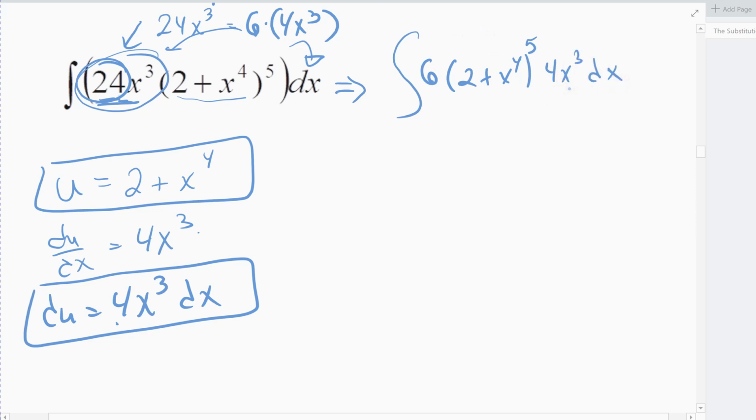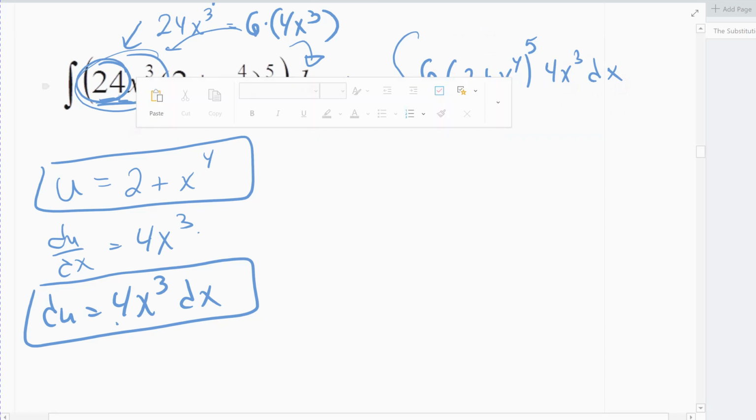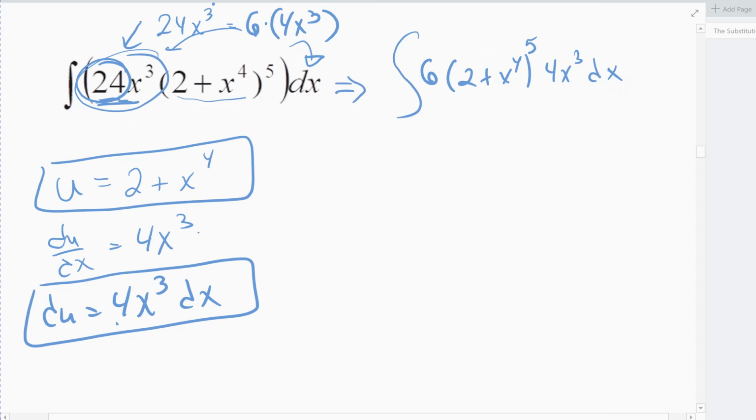Again, I didn't change the expression. I actually just factored it. You'll notice I could multiply back to get me to the 24. If I took the 4x cubed and multiplied it with the 6, I'd get back to this 24x cubed. And so I didn't change the value of the expression. I just factored it into something that I can substitute.